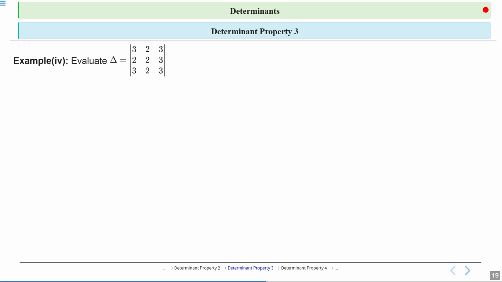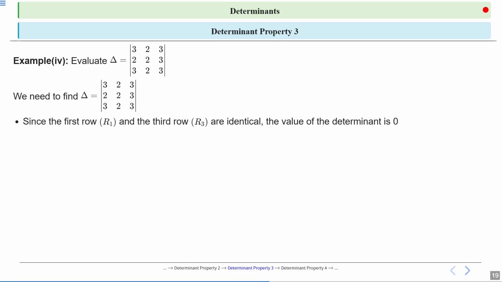Now we evaluate the determinant of 3, 2, 3, 2, 2, 3, 3, 2, 3. So we need to find the determinant of the matrix 3, 2, 3, 2, 2, 3, 3, 2, 3. We can observe here that row R1 and the third row are identical. So according to property 3, the value of the determinant is 0. So we can also verify it.